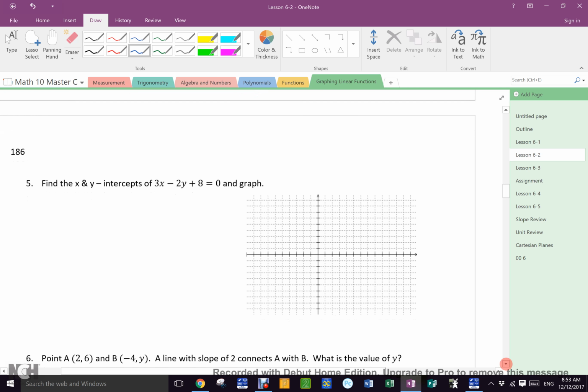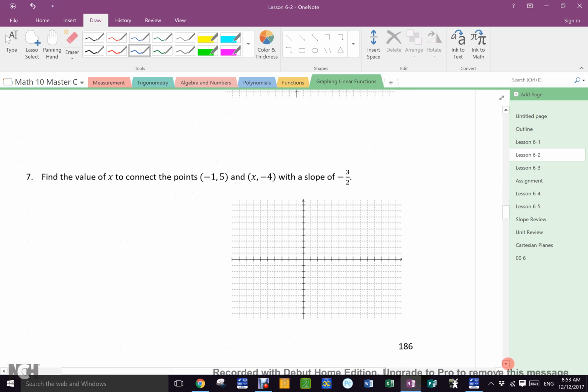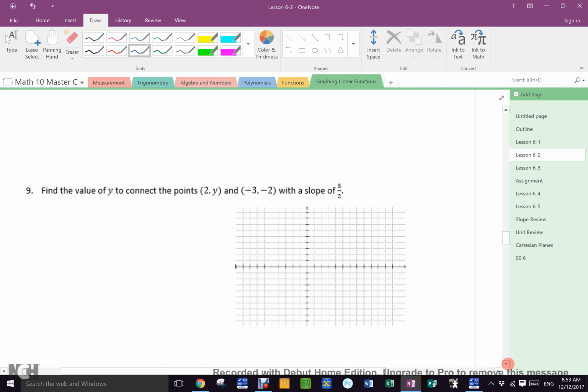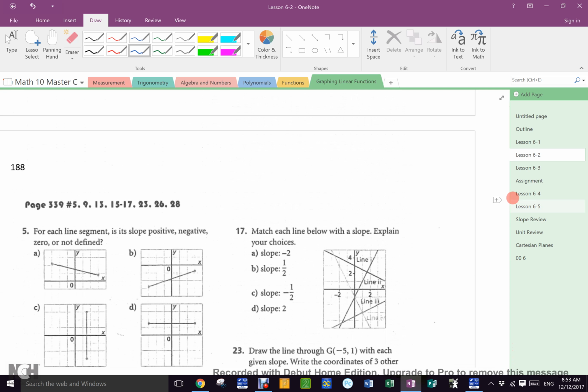Sweet. Now, on page 186, we're going to put it all together. 186 and 187.